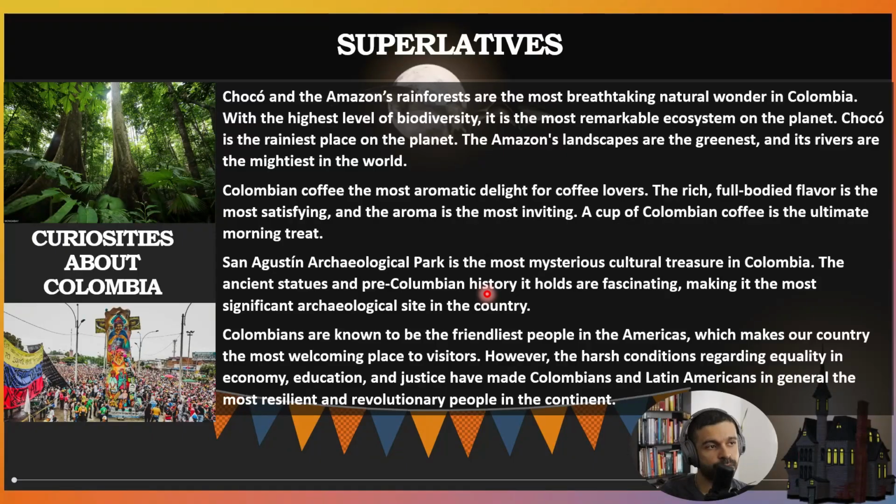Here is a text where we are using superlatives. I'm not gonna read it, just check it out. It is about my country, Colombia. You can stop the video here to try to find different superlatives. There are quite a few. Let's check them out. In yellow, we have the superlatives. The most breathtaking natural wonder in Colombia. We're putting Chocó and the Amazon's rainforest on top of the other rainforest. The highest level of biodiversity.